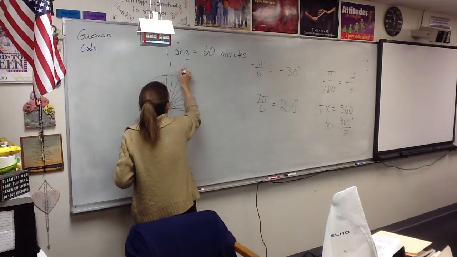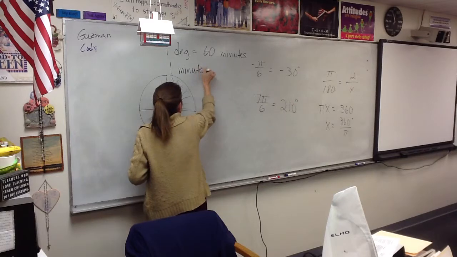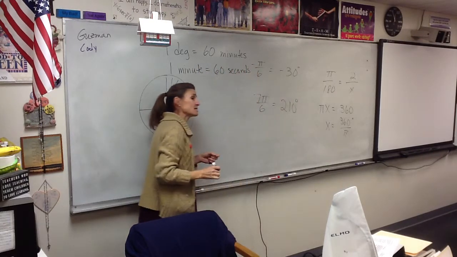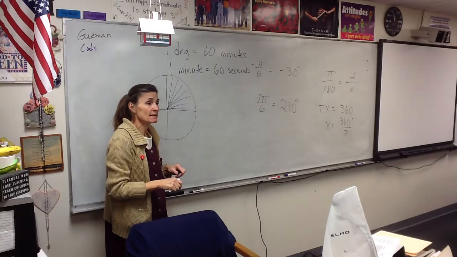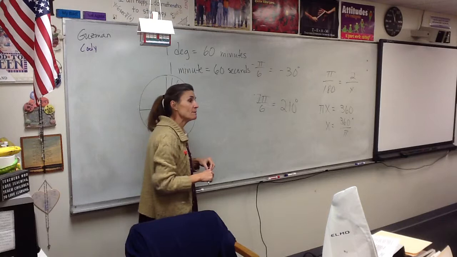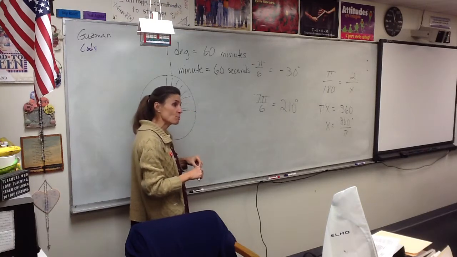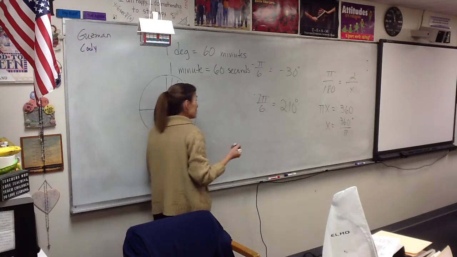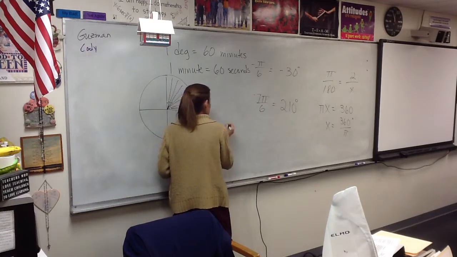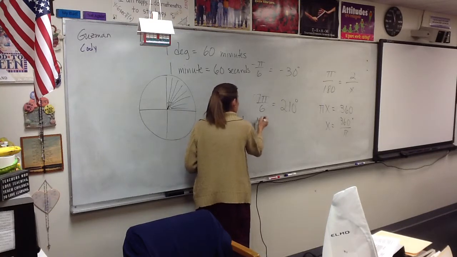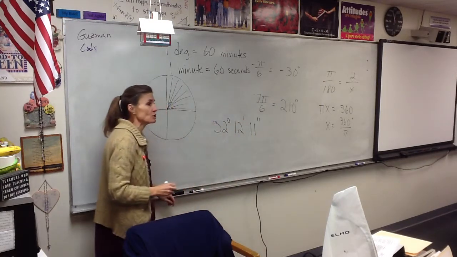And then they took a minute and split it up into 60 seconds. Now, I don't think that's going to be hard for you to remember because it's just like the hours on the clock. An hour is broken up into 60 minutes, and each minute is broken up into 60 seconds. So angles can be written like, let's say 32 degrees, 12 minutes, and 11 seconds. That's the notation we use.